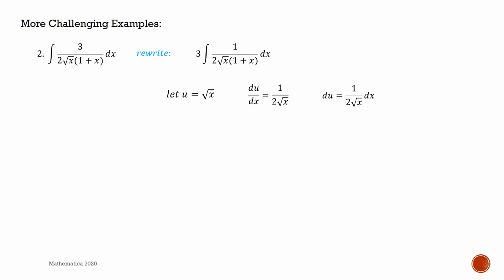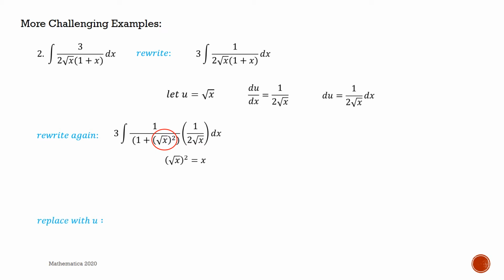So what I'm going to do now is this. I'm going to rewrite this again, and this time I'm going to write it with the square root of x squared, because what we have to remember is that the square root of x all squared is equal to x. So all I'm doing is rewriting it in a different form that will actually fit the pattern. So now we have our function, we have our u prime, which is 1 over 2 times the square root of x dx. So all I simply need to do is rewrite everything in terms of u. So now I have 3 times the integral of 1 over 1 plus u squared du. Remember what du is. du is 1 over 2 times the square root of x dx.